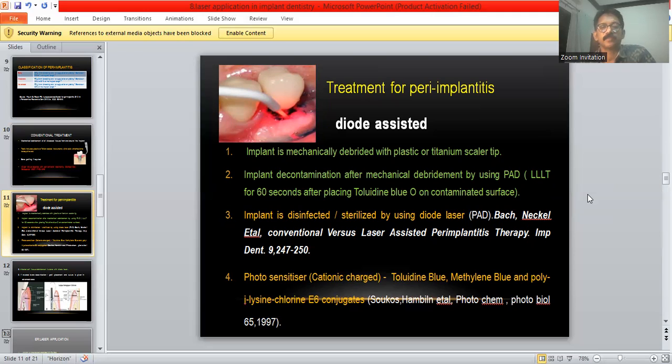The photosensitizer has a cationic charge, such as toluidine blue, methylene blue, or polylysine chlorin e6 conjugates. These are all used for disinfection of the implant.